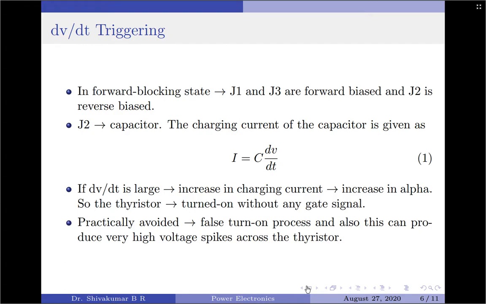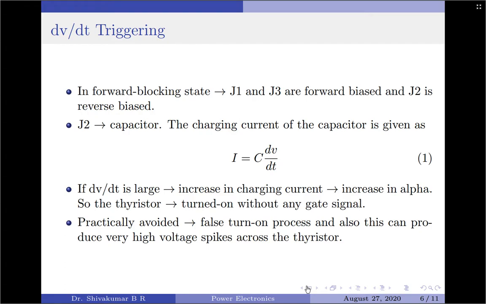Now, coming to the next triggering technique, dV by dt triggering. In forward blocking state, junctions J1 and J3 of the thyristor are forward biased, while junction J2 is reverse biased. So, the junction J2 behaves as a parallel plate capacitor with the two conducting plates J1 and J3, with a dielectric J2 in the middle. And this is due to the space charges in the depletion region as well.